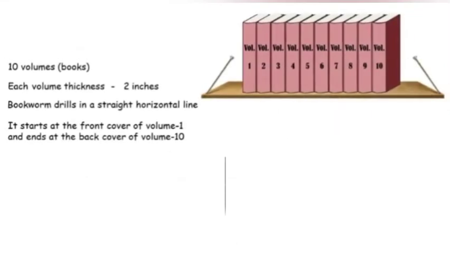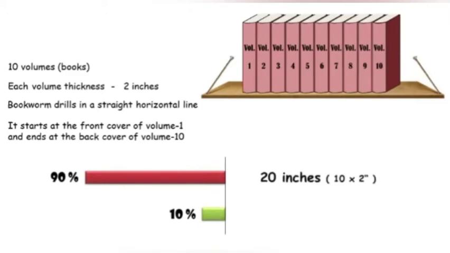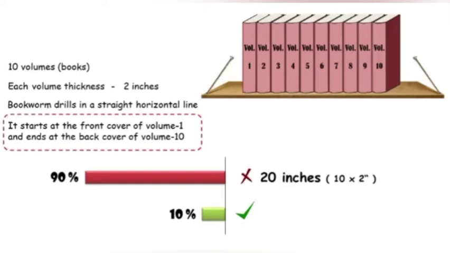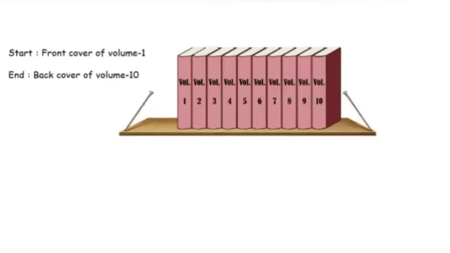90% of the people answered 20 inches, which is incorrect. Only 10% know the correct approach to solve this. The trick lies in the given information that the bookworm starts at the front cover of volume 1 and ends at the back cover of volume 10.